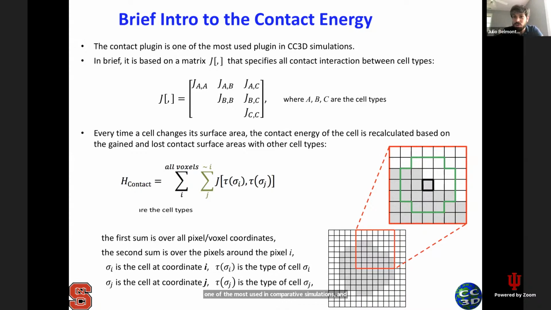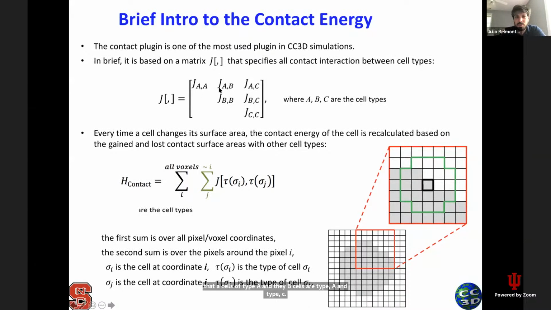What goes on is that you have a matrix of interaction between cells of a given type with cells of different types. That specifies the contact energy of one cell type with another cell type, or of cells of the same type. So this matrix, which we call the J matrix, specifies the energy between cells of type A and type A, cells of type A and type B, cells of type A and type C, and so on.